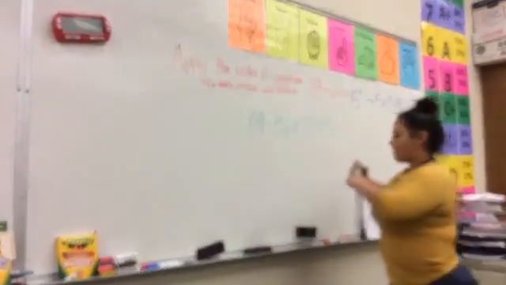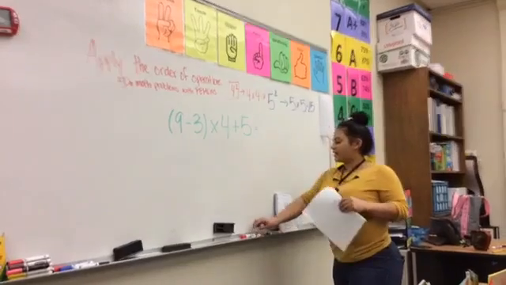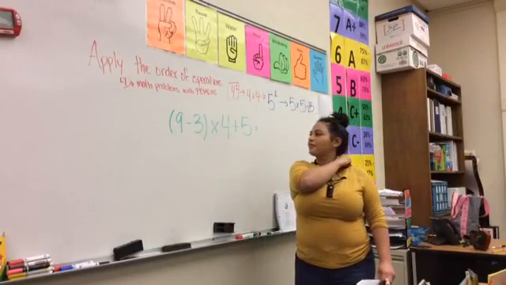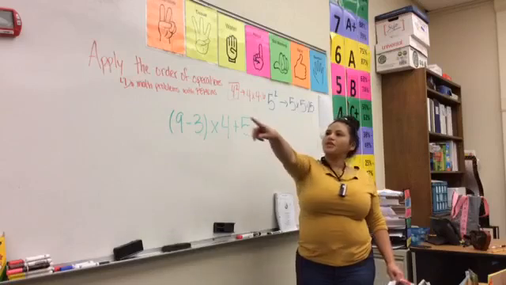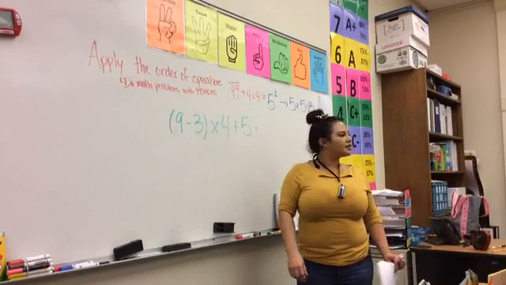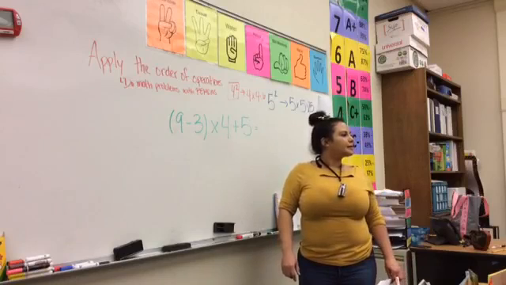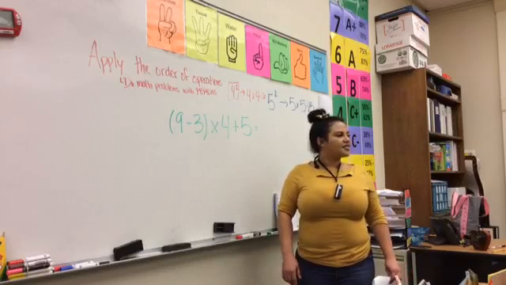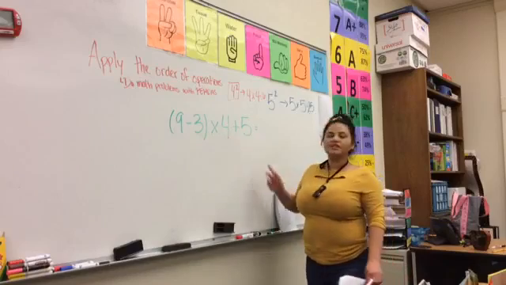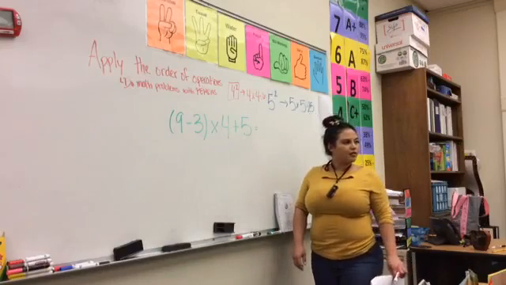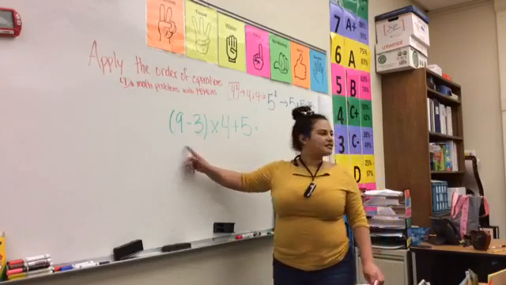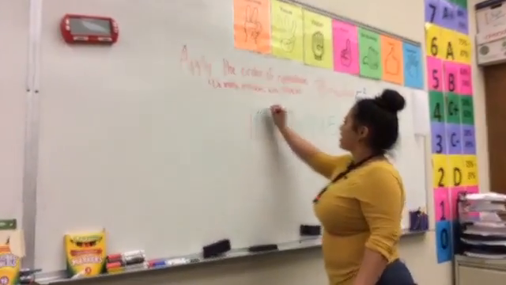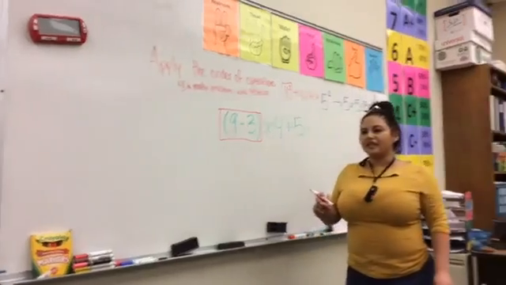Thank you. All right. So, Fabiola, what's the first thing I look for? So in the order of operations, what's the first thing I look for? A P. What's a P? What's it stand for? Parentheses? Do we have any parentheses up here? No? What's in the parentheses? 9 minus 3.